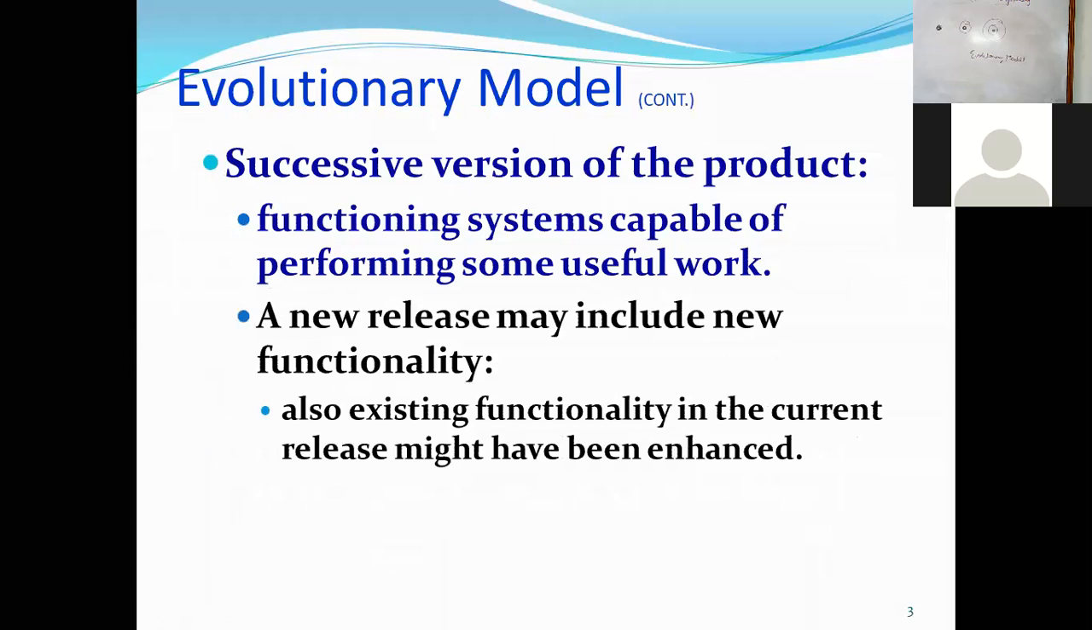Successive versions of the product include a functioning system capable of performing some useful work. In every layer we develop, we add functionality, so it's not that just anything is being developed; we develop the functionality layer by layer. A new release may include new functionality. Also, existing functionality in the current release might be enhanced. What was there earlier, we have enhanced.